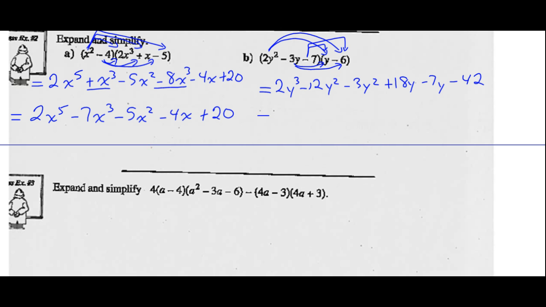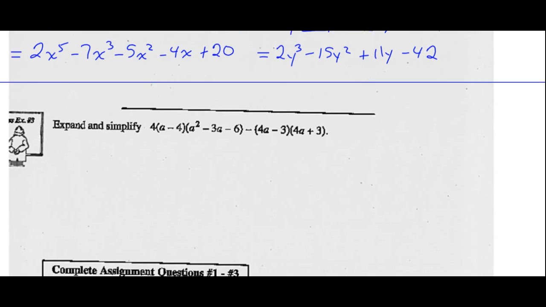We're done multiplying. Now we just have to combine like terms. So I've only got one set of y cubes, 2y cubed. Negative 12y squared minus 3y squared combines to negative 15y squared. 18y positive and 7y negative gives us a plus 11y. And I've got my minus 42 at the end. So that time I end up with a 4-term expression.